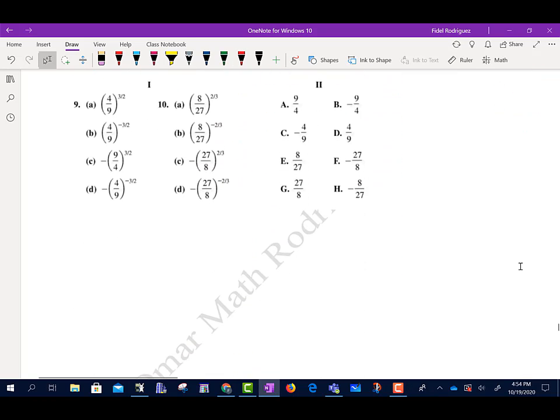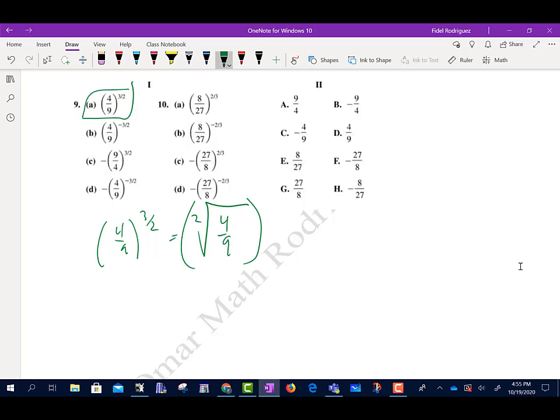All right. And so we have something similar here. I'm going to try to do the same thing. We're going to match up what we have in problems 9 and 10, see if we can match them up with our columns in 2. Okay. So let's take a look at this one here. 4 over 9, I'm sorry, to the power 3 halves. This means I'm taking the square root of 4 over 9.